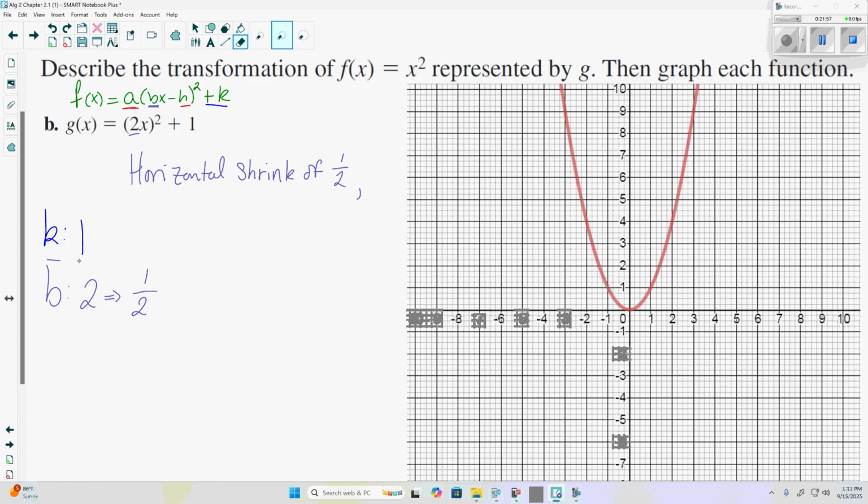The only other transformation we have is the +1, which would be up 1. Because really, once we wrap our head around the flip with this horizontal stretch or shrink, everything else kind of falls in line. Questions on this here? We ready for the next one?